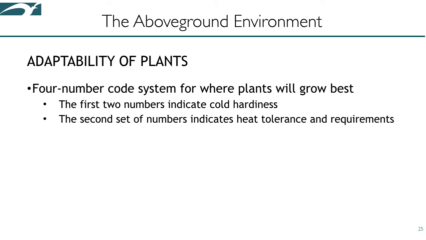There is a 4-number code system for where plants will grow best. The first two numbers indicate the cold hardiness region. The second set of numbers indicates heat tolerance regions and the requirements. So keep an eye out for the codes in your area for your landscaping.